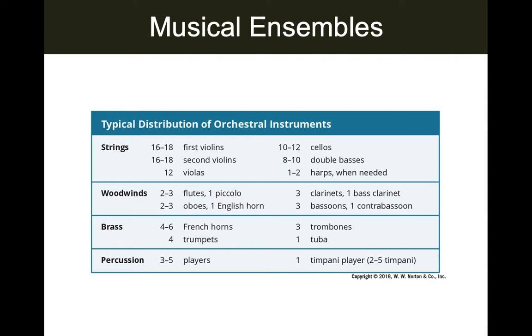Then we have 2 to 3 flutes, 1 piccolo, 2 to 3 oboes, 1 English horn, 3 clarinets, a bass clarinet, 3 bassoons, a contrabassoon, 4 to 6 French horns, 4 trumpets, 3 trombones, 1 tuba, and about 3 to 5 percussion players, including 1 timpani player.